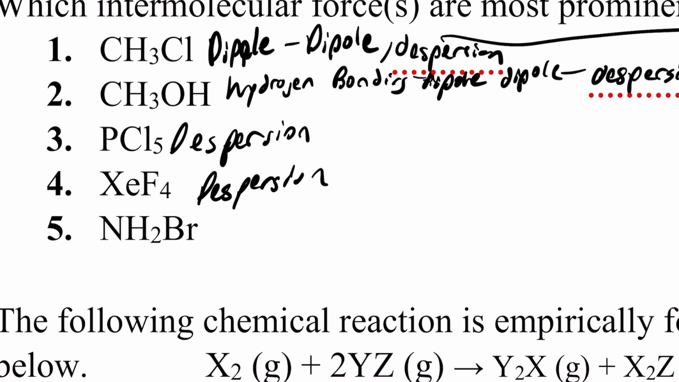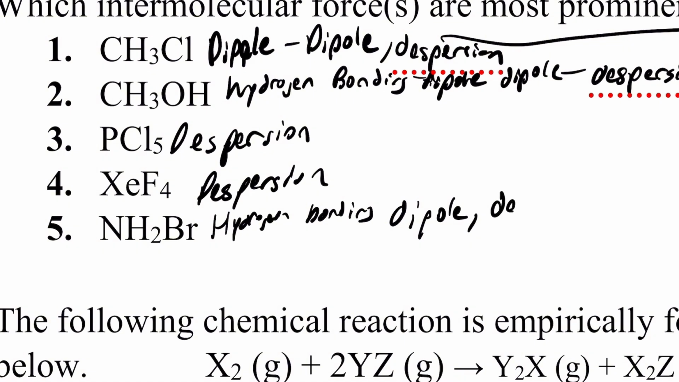All right, over here, NH2, that means it's hydrogen bonding. Sorry, my handwriting is so bad. Dispersion. Sorry, what am I saying? Dipole, dipole. Dipole. And then dispersion. Perfect. All right, now let's move on.